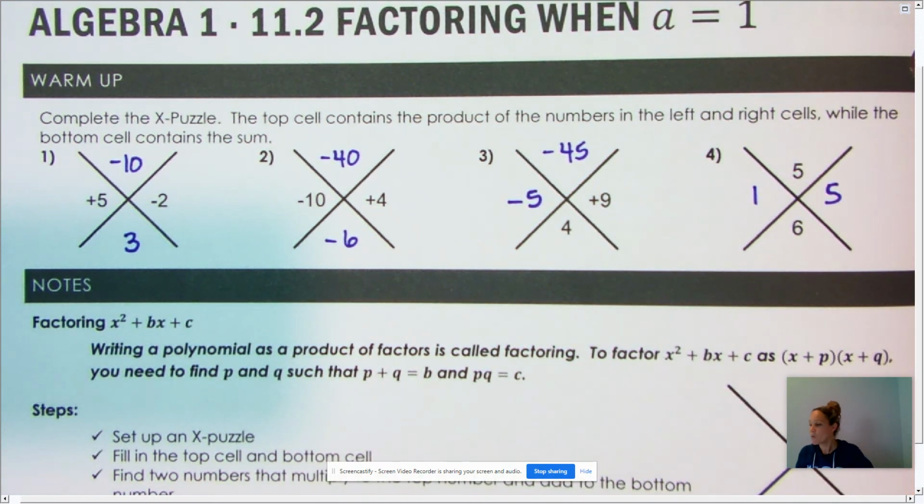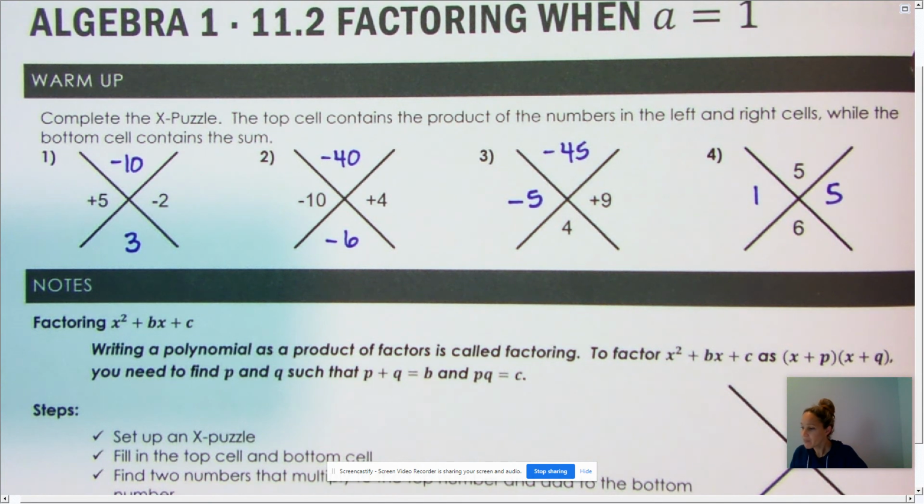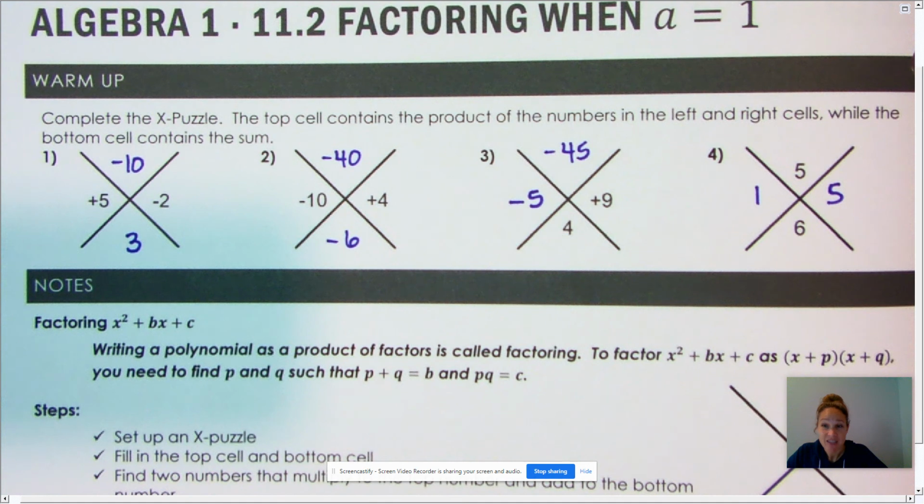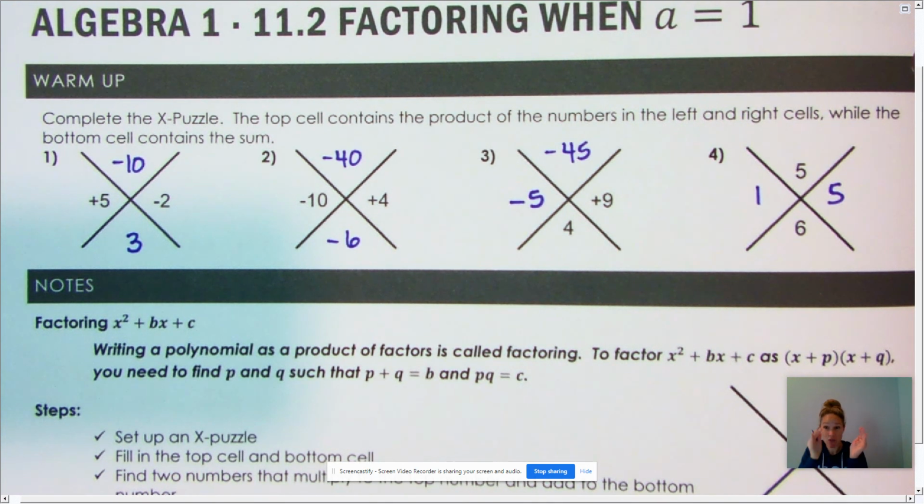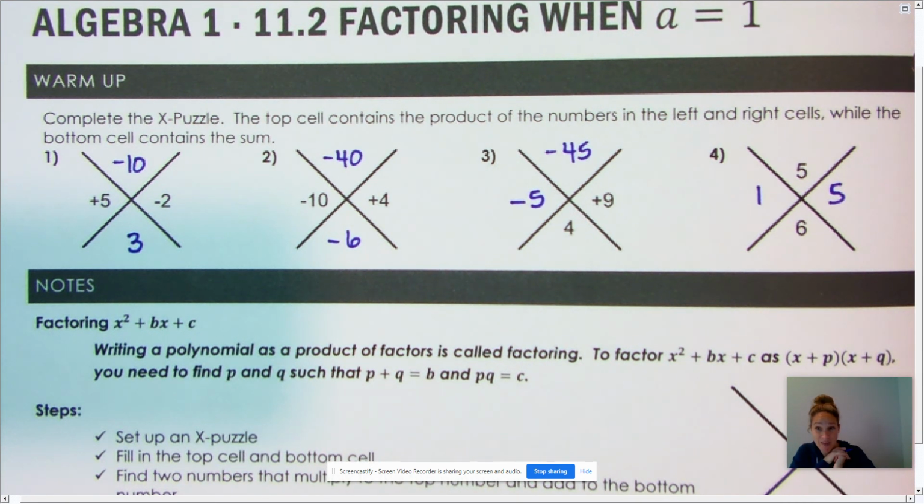Okay, so when we are factoring, we are doing a FOIL problem, but backwards. So we're giving you the answer to when you multiply two binomials. We're giving you the trinomial answer, and you have to figure out what was the original problem.